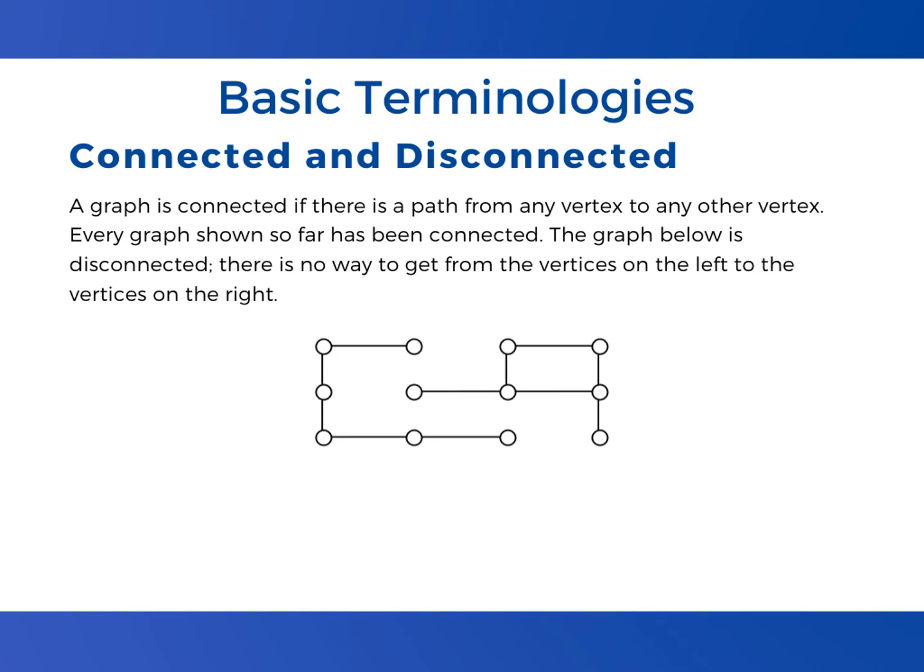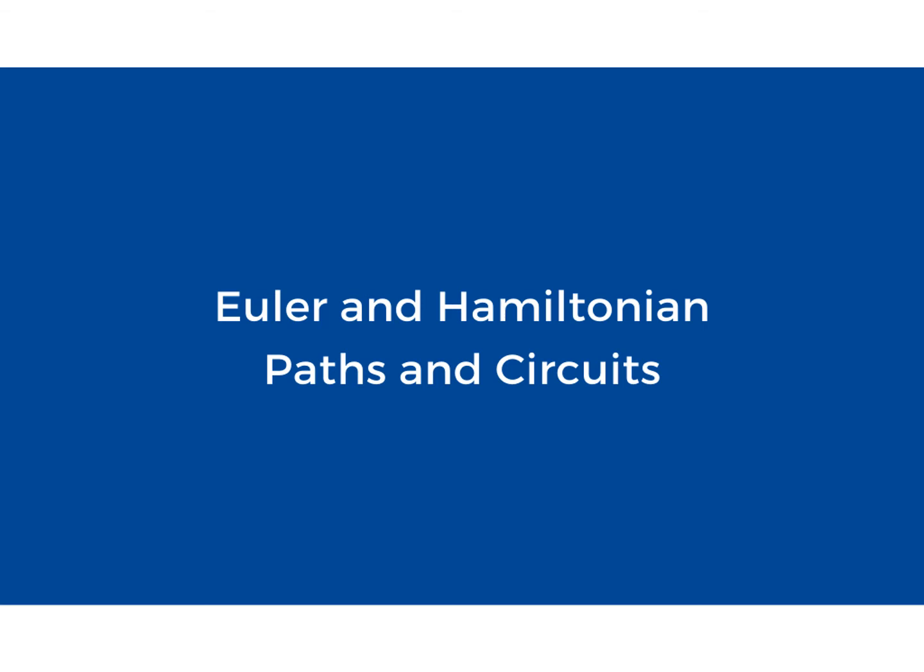Next, we have connected and disconnected graphs. A graph is connected if there is a path from any vertex to any other vertex. All the graphs we saw so far are connected. The graph below is disconnected. There is discontinuity between the left and the right vertices. Now, we move on to Eulerian and Hamiltonian paths and circuits.